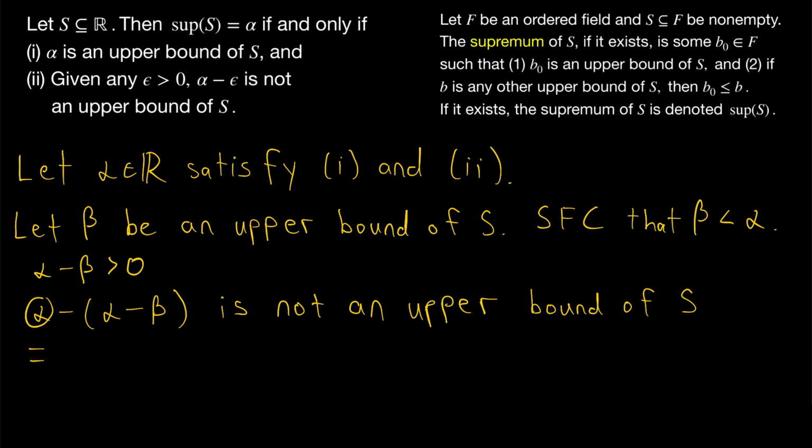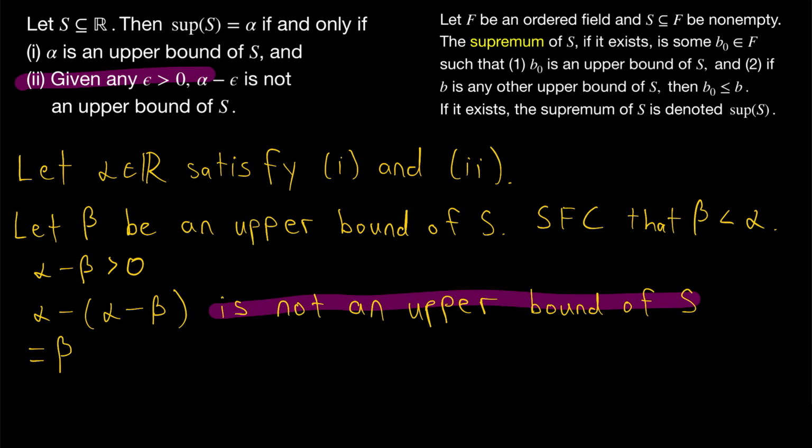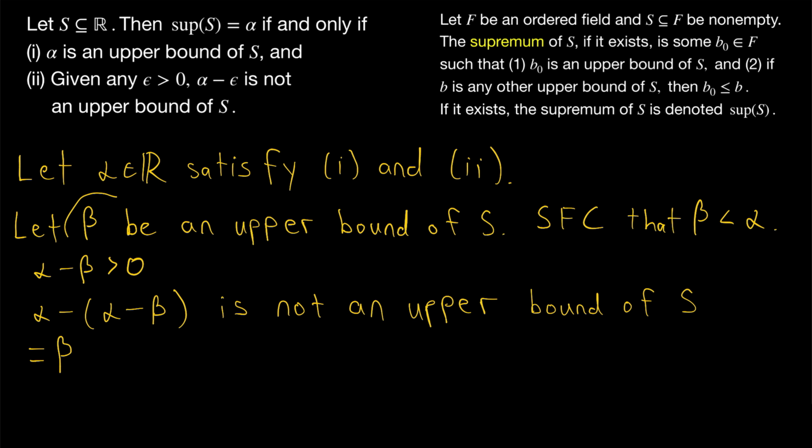Well, you have alpha, which is just 0, and then you have minus negative beta, which is positive beta, so it's beta. So we're saying that beta is not an upper bound of S by condition 2, but that's a contradiction, because beta was defined to be an upper bound of S. Thus, there cannot be an upper bound of S that's less than alpha.